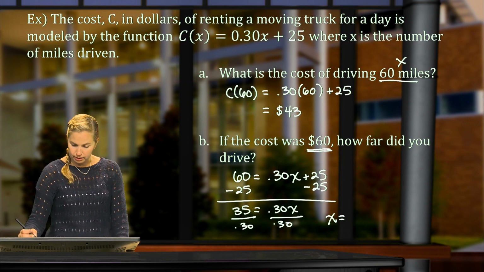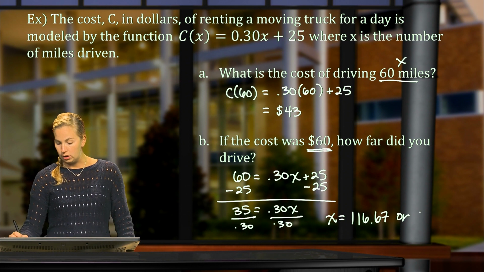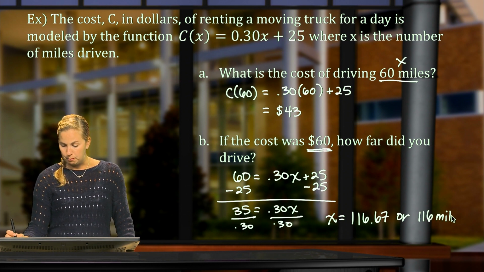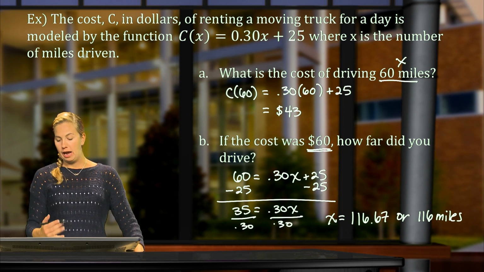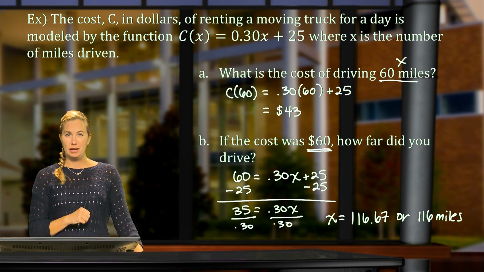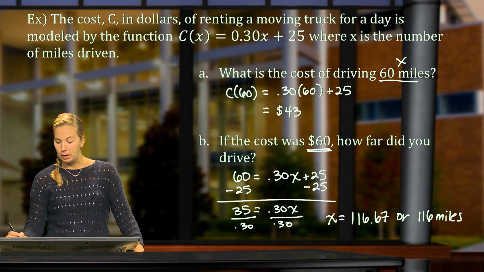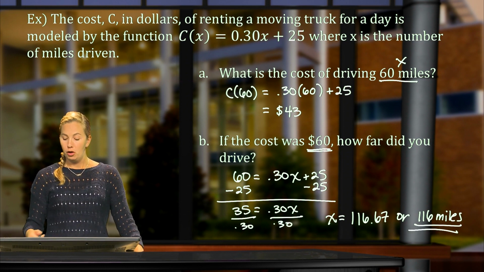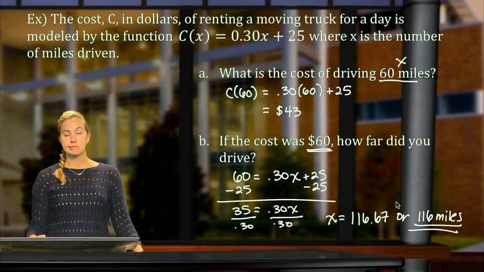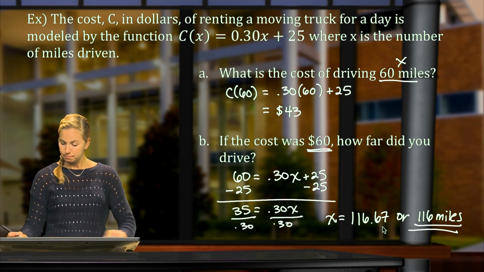We get x is equal to 116.67, or 116 miles. Now notice I rounded down, because think about this. If I round up, I'm going 117 miles, which I have to pay for that little bit of extra mileage. But that's just for the practical application of this example. Obviously, with our normal rounding rules, we would round this up to 117.